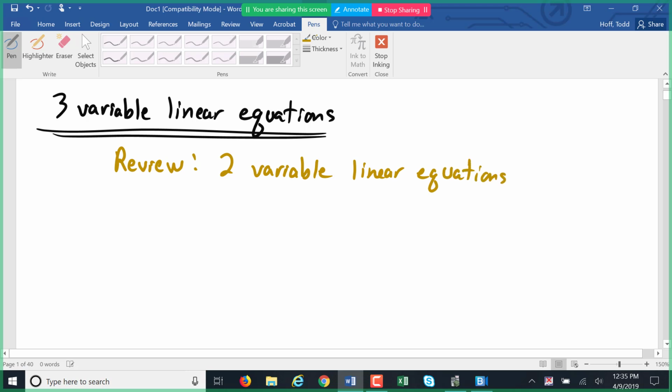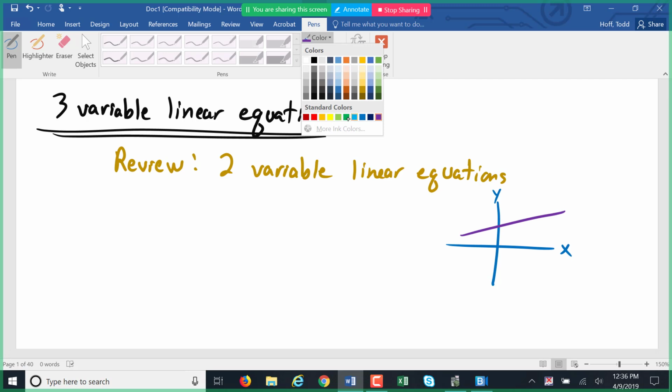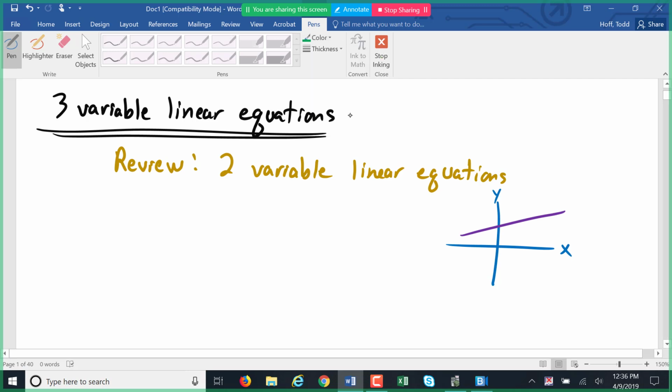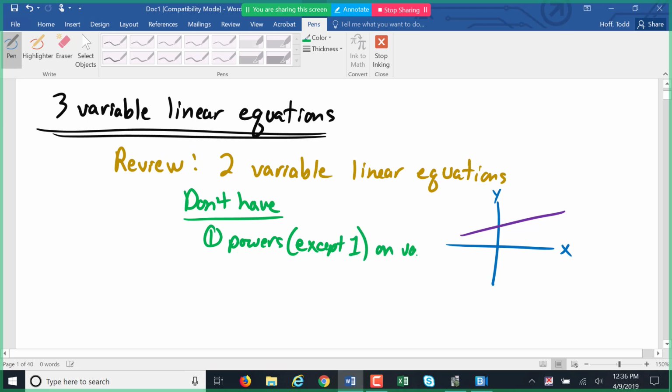And of course, the 2 variable linear equations were any equation that when we looked at our XY graph and plotted them, formed a straight line. And so we had some requirements for them. In order to be linear equations, there were some things they couldn't have. 2 variable linear equations don't have powers except one on the variables.